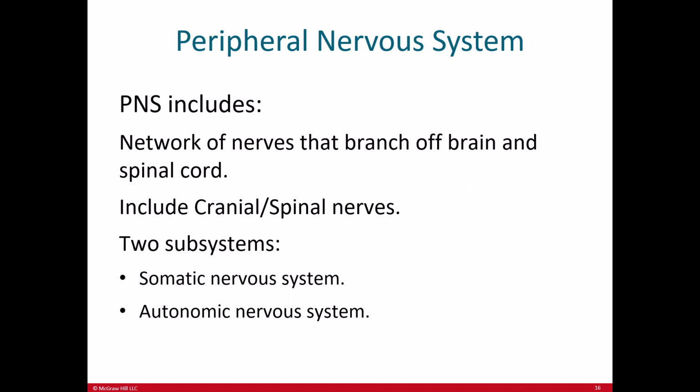Peripheral nervous system includes a network of nerves that branch off brain and spinal cord, include the cranial and spinal nerves, and then within that we have two subsystems. The somatic nervous system, which receives and processes sensory input from the skin, muscles, tendons, joints, eyes, tongue, nose, and ears. They also excite the voluntary contractions of the skeletal muscle.